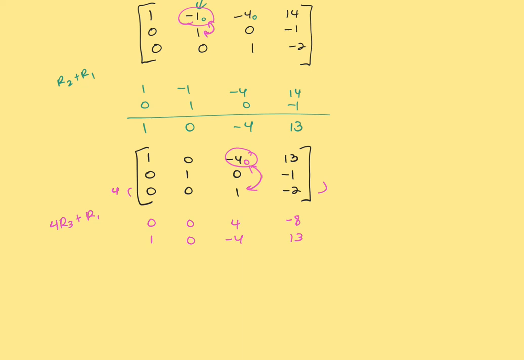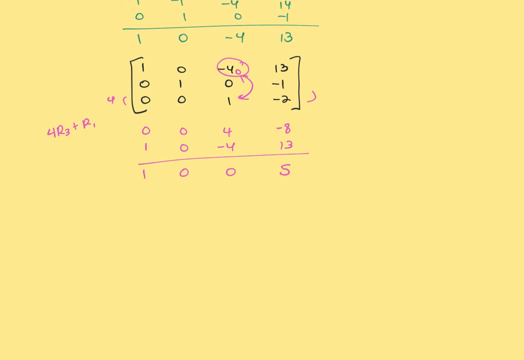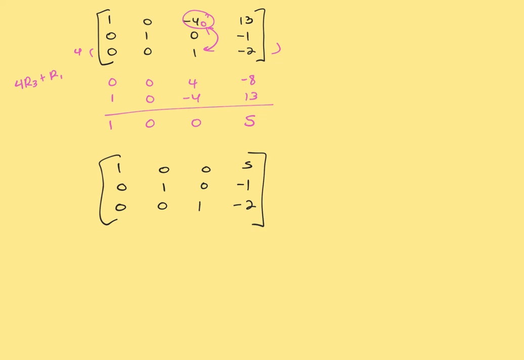The easy part is usually by the end there's so many zeros, there's not a whole lot of multiplying you got to do. So 1, 0, 0, 5, 0, 1, 0, -1, 0, 0, 1, -2. And from here, I get x equals 5, y equals -1, and z equals -2, which was the same answer I got using back substitution.